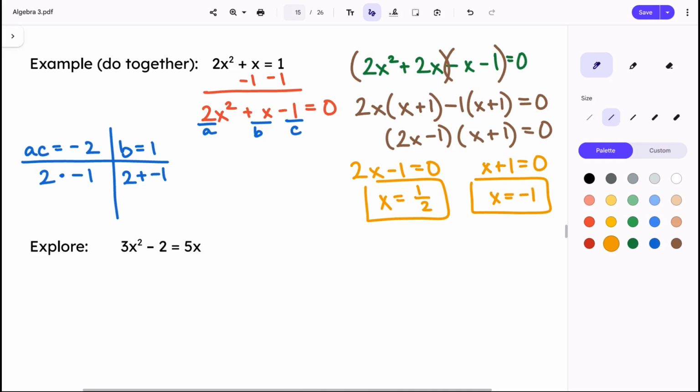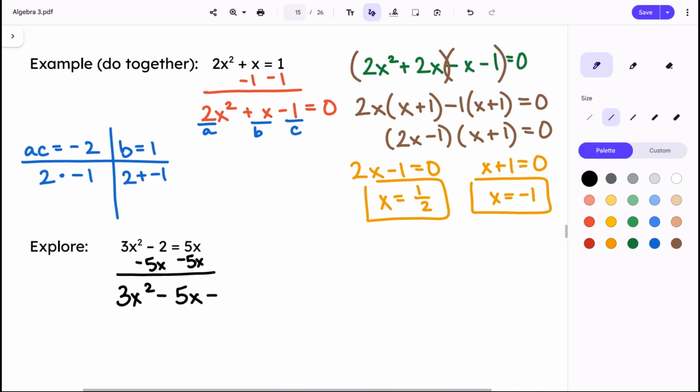Okay, if you guys look at the second one, what do you need to do first? So I'm going to write minus 5x on both sides here. Now, I would just caution you to be careful when you rewrite this one. Make sure you put it in the correct order. What does it need to say? 3x squared minus 5x. Good.